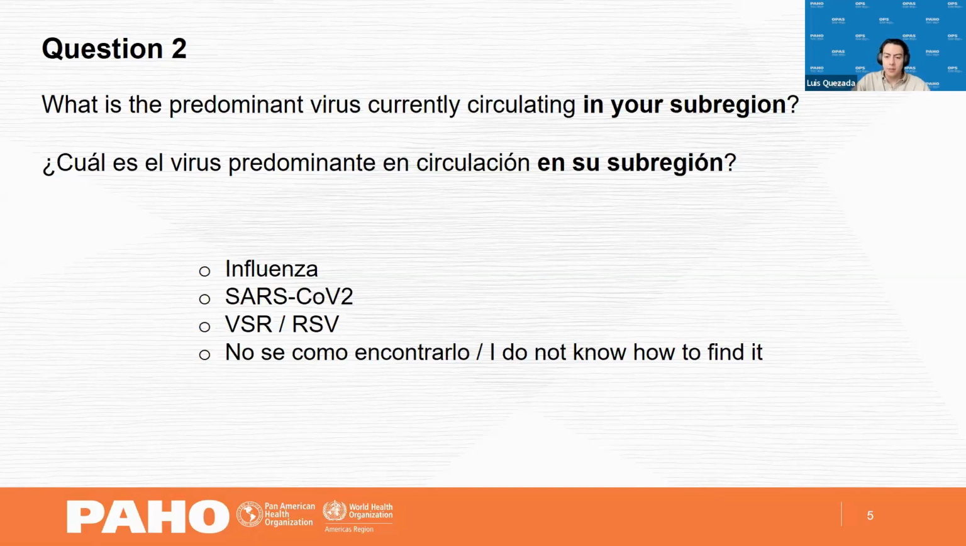Very well. Now we're going to share the answers to question number 2 on screen. There is no one single correct answer in this question because each subregion may have a different situation at this point in time. And what you can see now is the answers that we have received. Let's see how we could have answered this question using the dashboard.